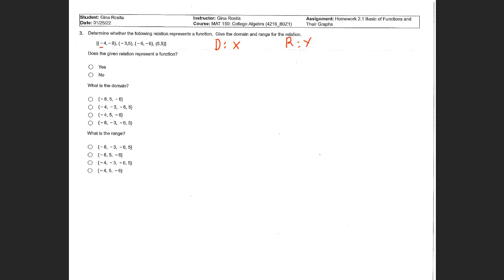Look at the domain: -4, -3, -6, 5. Now how about Y? Y is -8, 5, -6, 5. We don't need to write 5 twice. So just look at -4 to -8, -3 to 5, -6 to -6, 5 to 5.